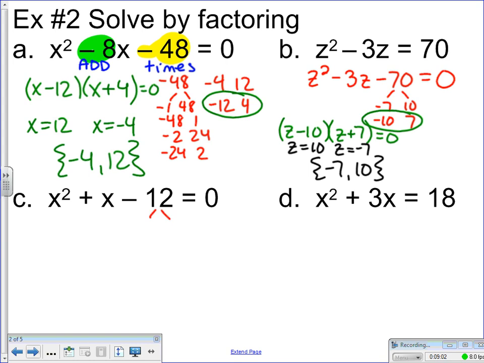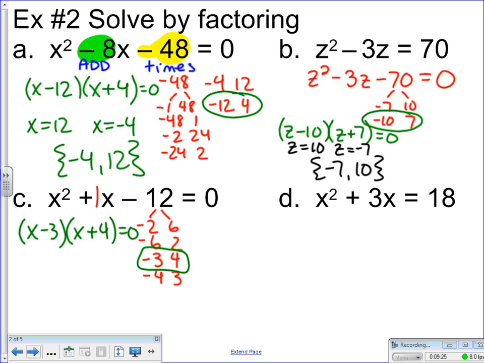All right, so negative 12, that's negative 2 and 6. I don't think that's going to work. How about negative 3 and 4? I have to have a positive 1. So I think that's going to be negative 3 and positive 4. So x minus 3, x plus 4. So I'm going to have factors of positive 3 and negative 4. So my solution is negative 4 and positive 3.